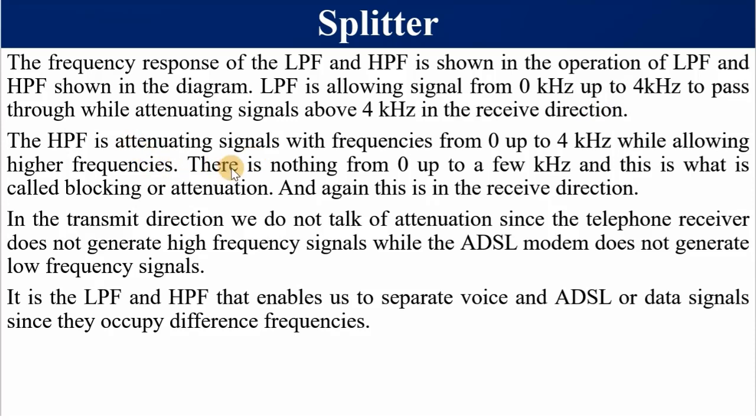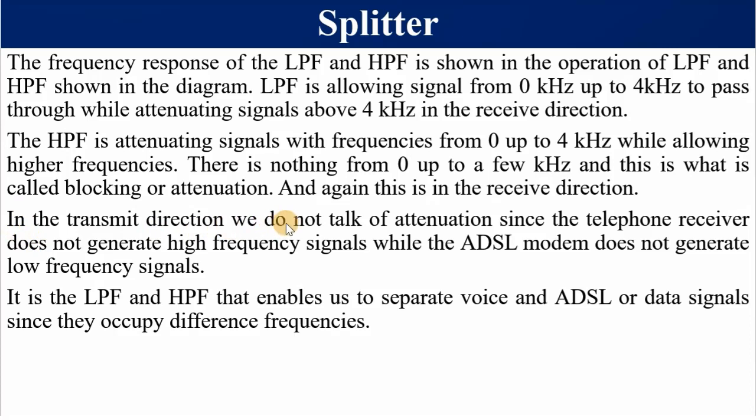A high-pass filter attenuates or clips all frequencies below 4 kilohertz, or lower frequencies, while allowing ADSL frequencies, which are high frequencies from approximately 26 kilohertz up to 1.1 megahertz. So we are saying there's nothing from 0 up to a few kilohertz that is going to be allowed to pass through this high-pass filter, and we call this blocking or attenuation. And please take note that this is in the receive direction. So please take note of this important point.